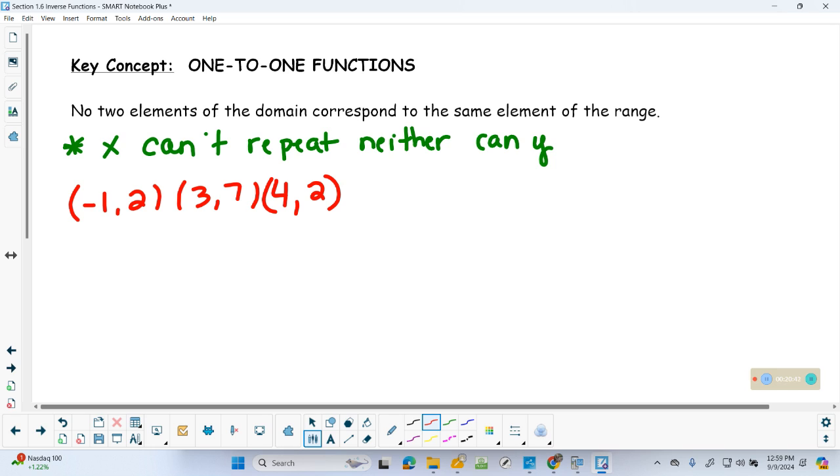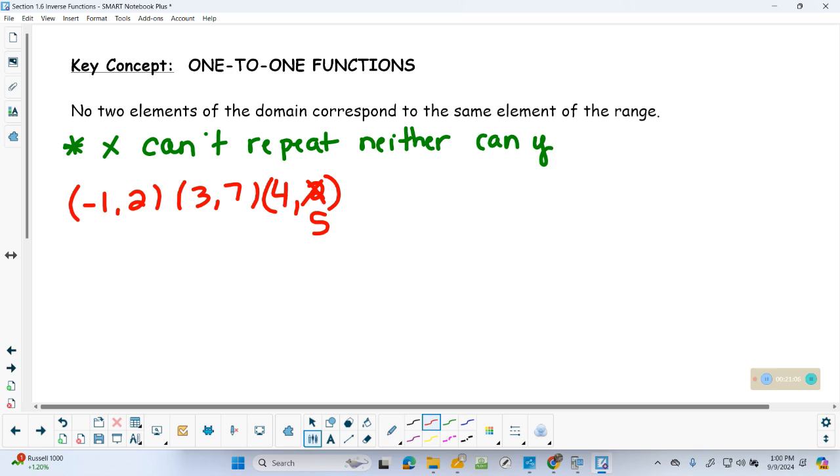Now that would be an example of a function. -1 is paired with one number, 3 is paired with one number, 4 is paired with one number. That is not a one-to-one function because I made the y's repeat. That would be a function, not a one-to-one function. I would have to have this paired up with something else. So no repetition in x or y.